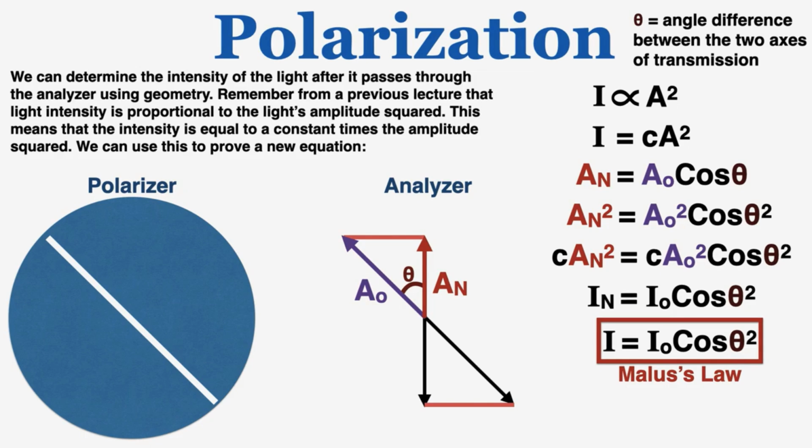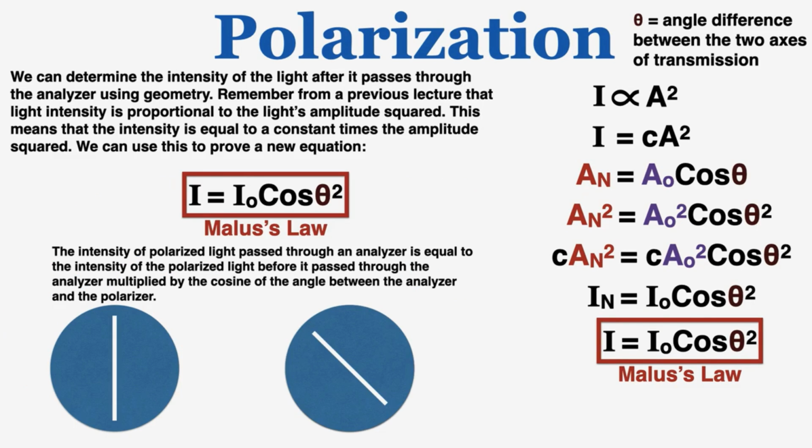This equation is usually called Malus's law, and it governs how the intensity of polarized light changes when it passes through an analyzer. Just to put that in writing, the intensity of polarized light passed through an analyzer is equal to the intensity of the polarized light before it passes through the analyzer, multiplied by the cosine squared of the angle between the analyzer and the polarizer. So this is the angle that I'm referring to if I redraw the opening of the analyzer over the polarizer.